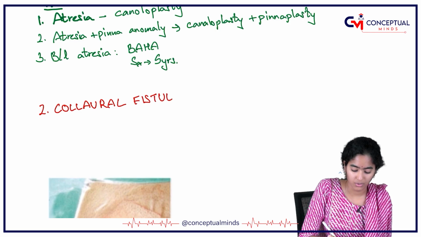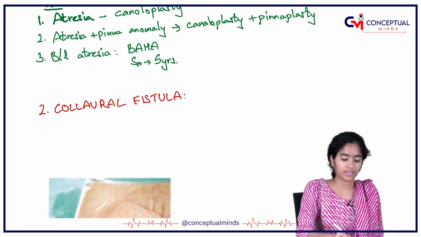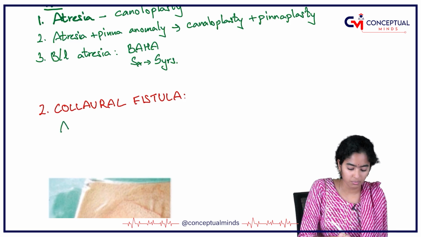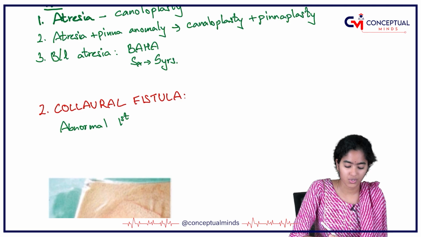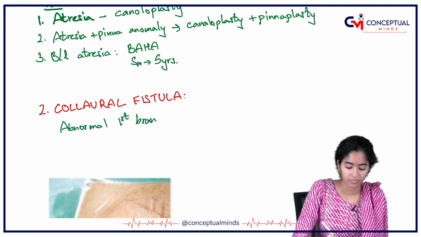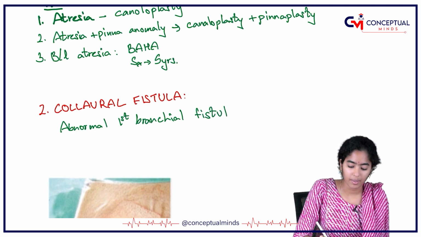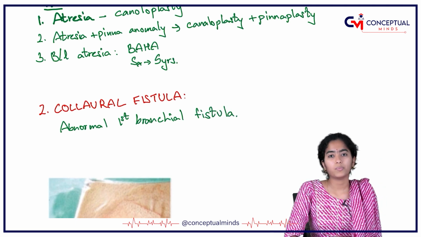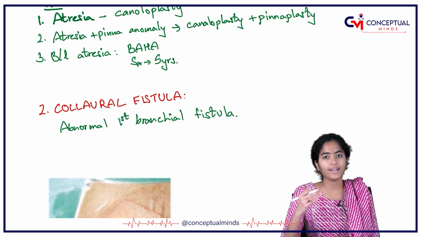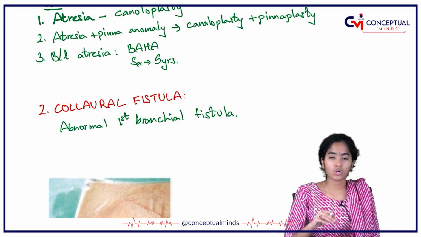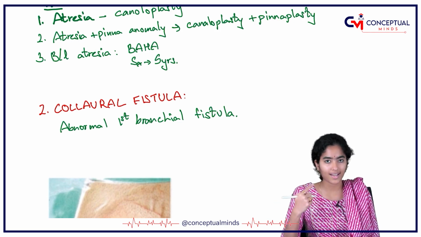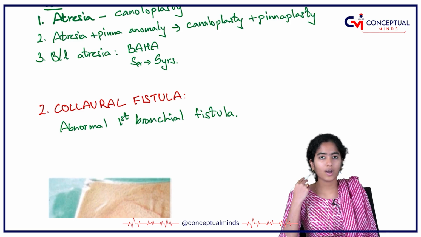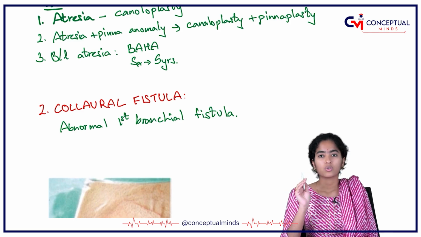As we know, external auditory canal is formed from the first branchial cleft, and an abnormal first branchial cleft will lead to fistula. Now, what is a fistula? A fistula is an abnormal communication between any hollow body organ and external body surface. So, this fistula is communicating between the external auditory canal and it has an opening in the neck, below and behind the angle of mandible.